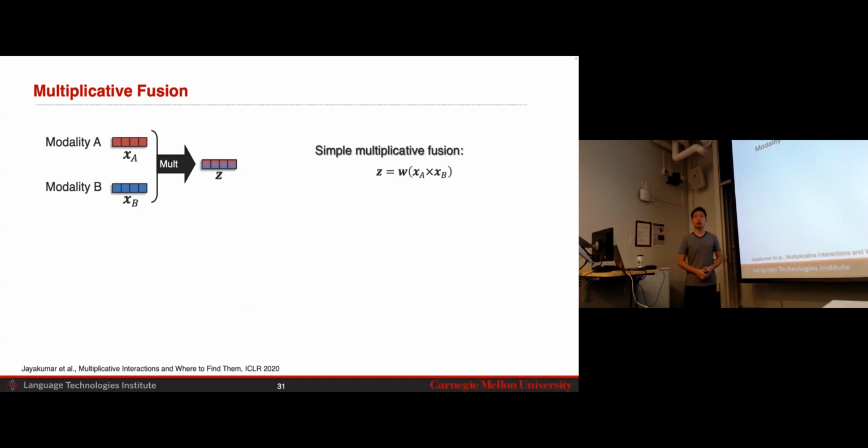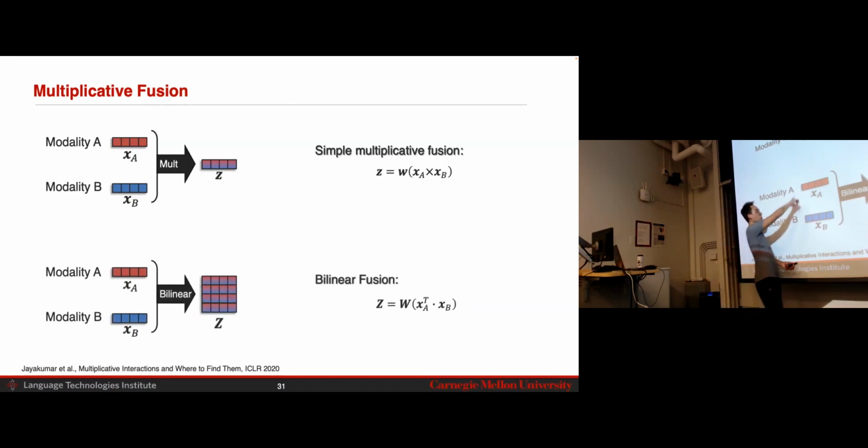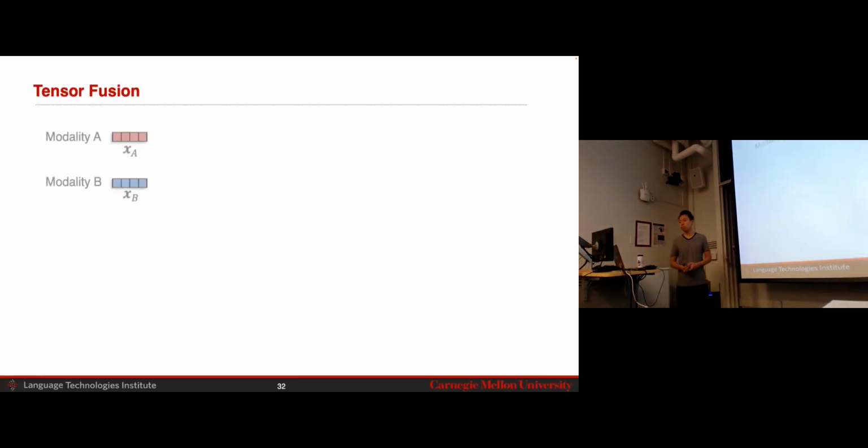But of course, that doesn't take into account all possible multiplicative interactions, right? A more general form is to take every element in xa with every other element in xb. So what you end up with is this matrix that contains all pairwise relationships between xa and xb across multiple dimensions. This is typically called bilinear fusion and can be achieved by an outer product between xa and xb. But if you do that, all you get is multiplicative values. You don't get any additive values. You don't get each modality individually.